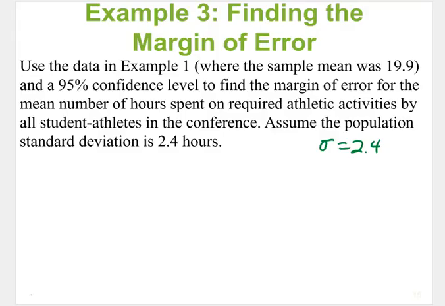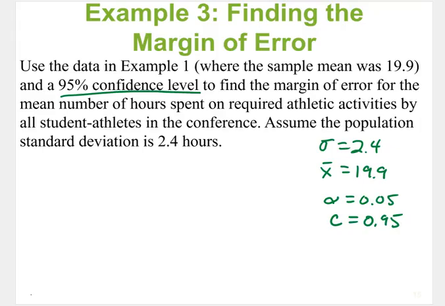I calculated the X bar earlier, right? That was 19.9. Okay, and we want a 95% confidence level. So that means my alpha is 0.05. Okay, so all these things you can write down. The C is 0.95. Write down all the information that you can get from this problem. But what it wants you to find is the margin of error.